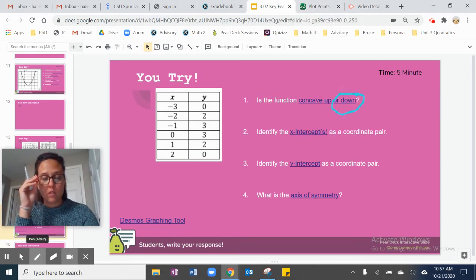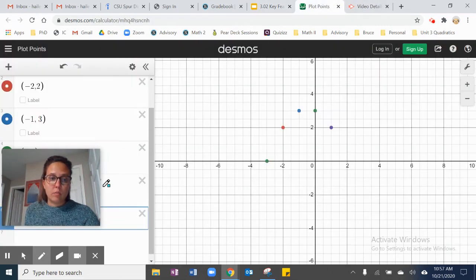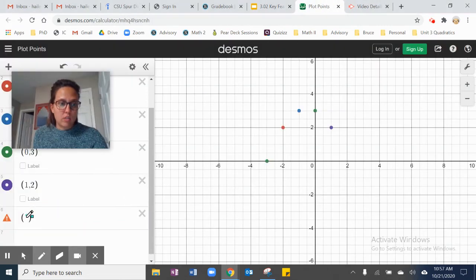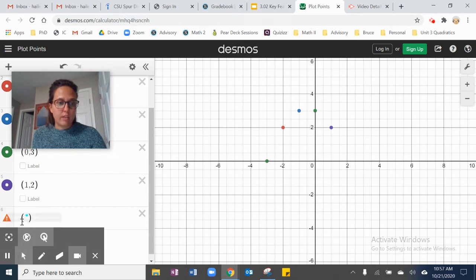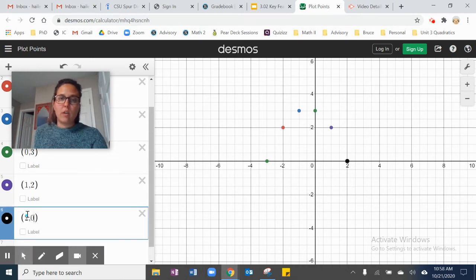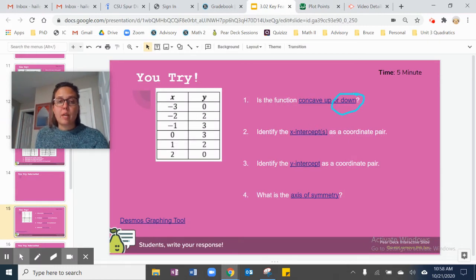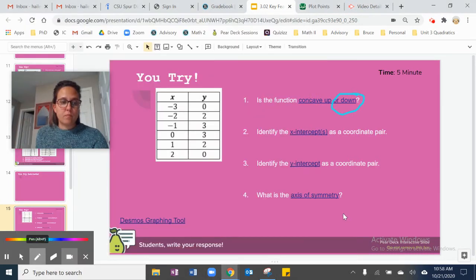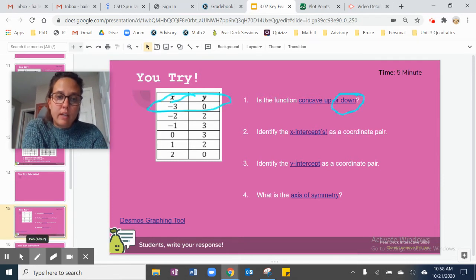Identify the x-intercepts. Well, let me make sure I finish this last one. 2, 0. Great. Sorry, x-intercepts. So x-intercepts, we talked about this, is where y = 0, right? So we can look at this table and we see that y = 0 here. And here. So that means that -3, 0 and 2, 0 are our x-intercepts.